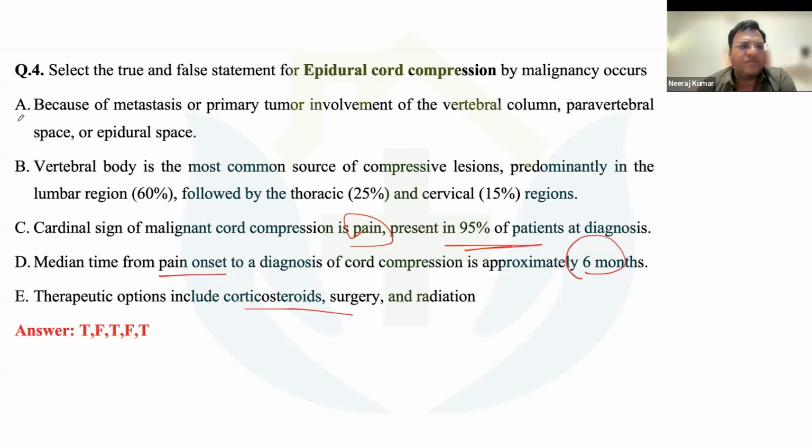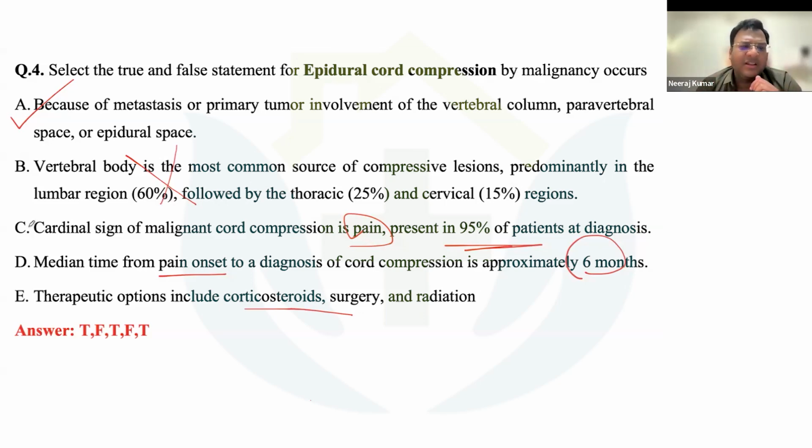So you'll see that the first option is metastasis or primary tumor involvement related to the vertebral column. So the epidural cord compression may appear at the vertebral column level, at the paravertebral space, or at the epidural space. The second option is not true. Vertebral body is the most common source of compressive lesion. The partial statement is right, but predominantly not in the lumbar, not in the cervical. The percentage is a bit different.